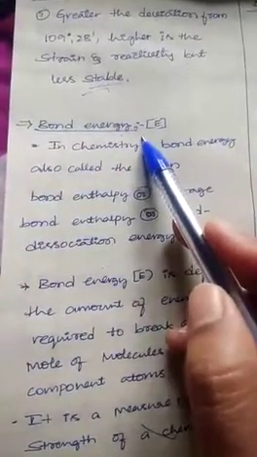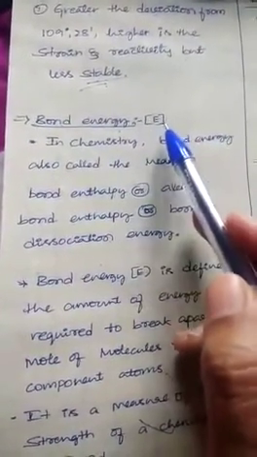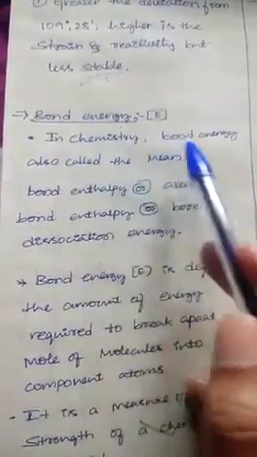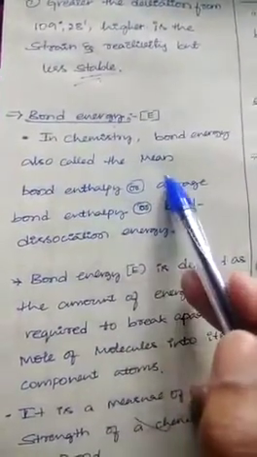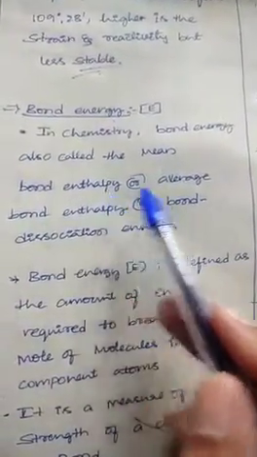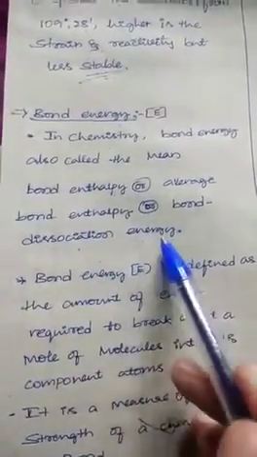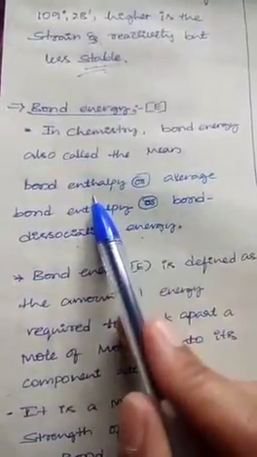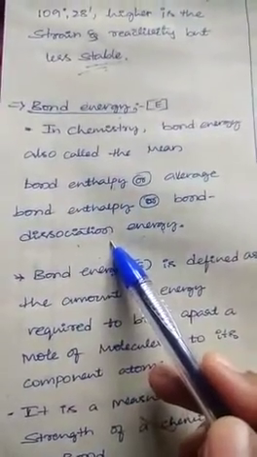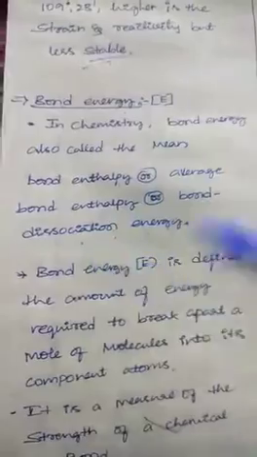Next one is bond energy. It is denoted by the symbol E. In chemistry, bond energy is also called mean bond enthalpy, average bond enthalpy, or bond dissociation energy. These are all the same. Bond enthalpy, bond dissociation energy, bond energy, all are the same.